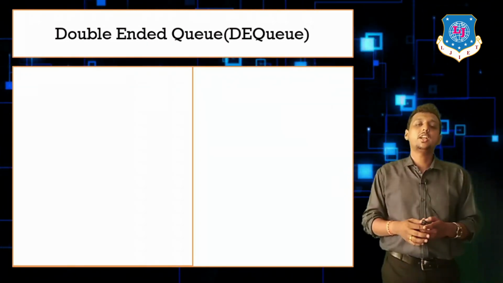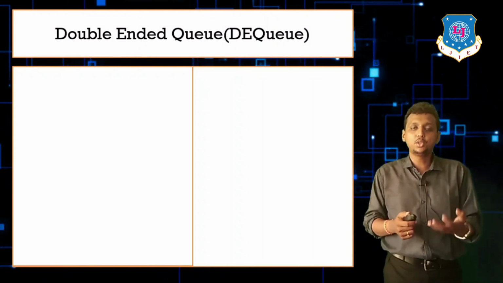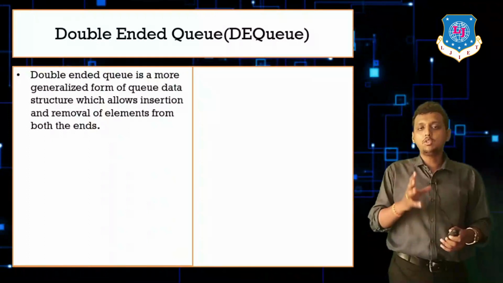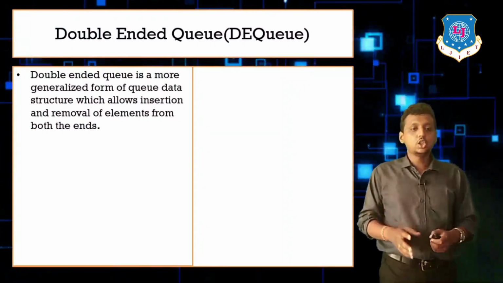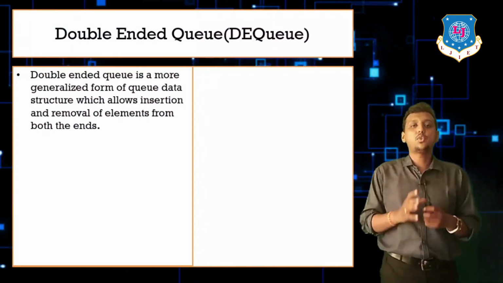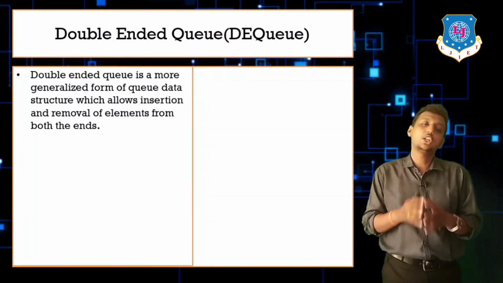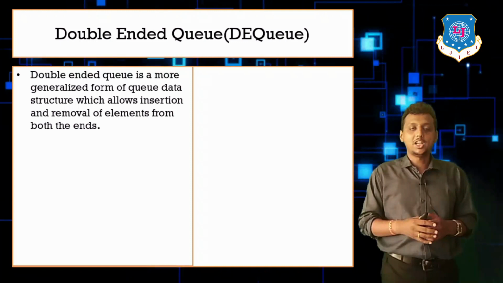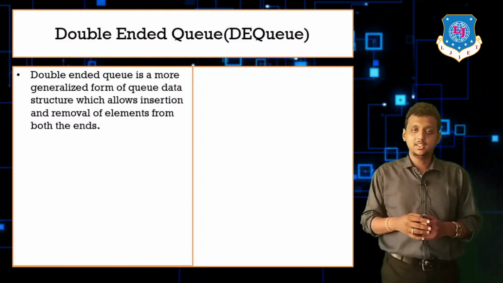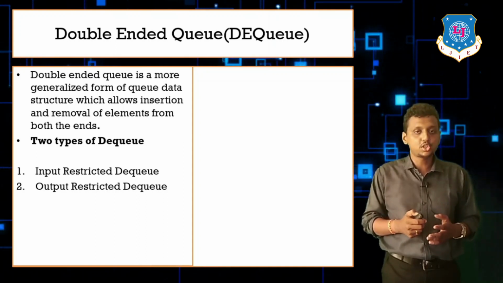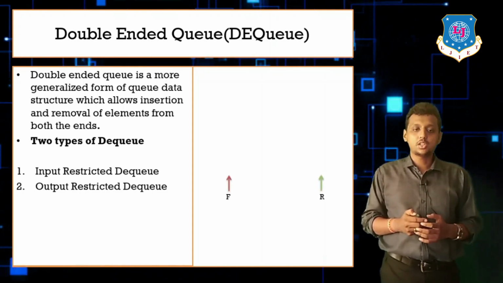DQ is further divided into two different parts. One is input restricted DQ, the second one is output restricted DQ. So let me show you what exactly we mean by DQ. DQ is a more generalized form of the queue data structure which allows the insertion of an element or the removal of an element from both ends. The types of DQ are number one, input restricted, and number two, output restricted DQ.